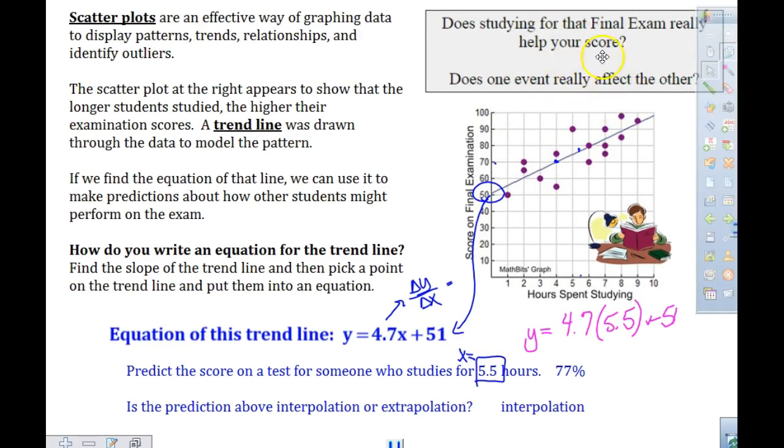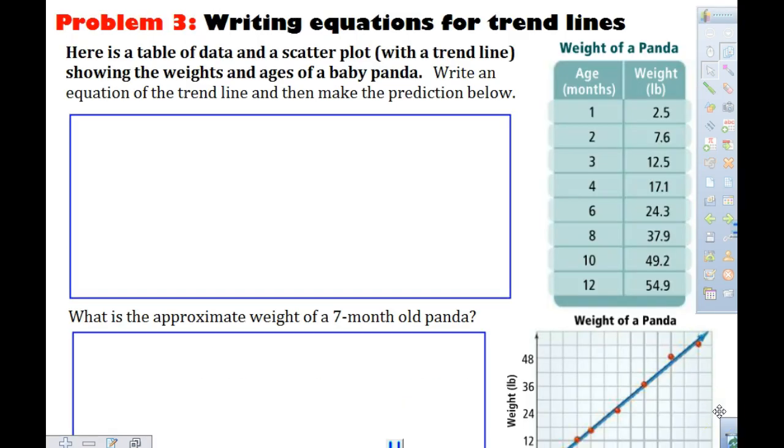So this might be the question. Does studying for the final exam really help your score? Does one event really affect the other one? So do you think there's causation here? We would kind of think so. I mean, it depends how you study, right? If you study with YouTube on and everything else going on and any other things distracting you and you're not really focused, it might not be that great of a study session.